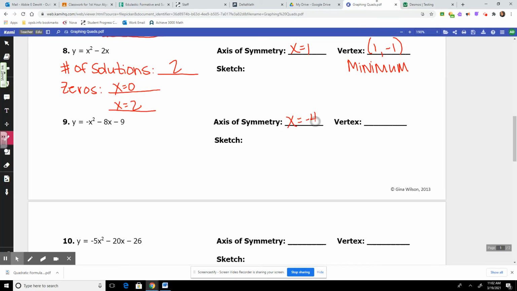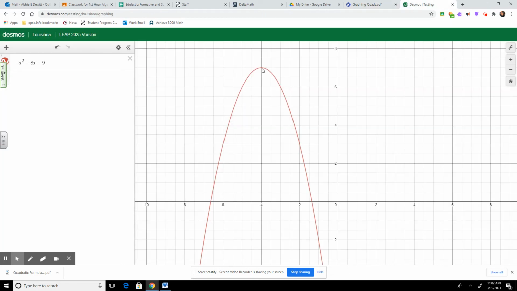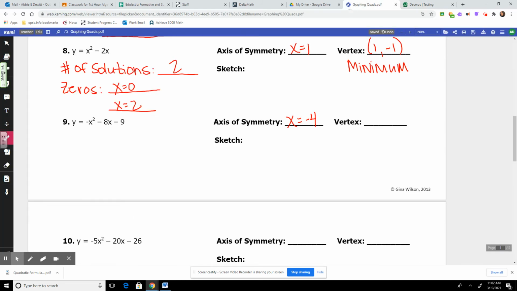X equals -4. And the vertex is the point in which my graph changes direction. I'm increasing, I'm going up, and then at this point, (-4, 7), it goes down. And this is the maximum. This is the highest point of my graph. (-4, 7). And that is a maximum. And you can sketch if you choose to.